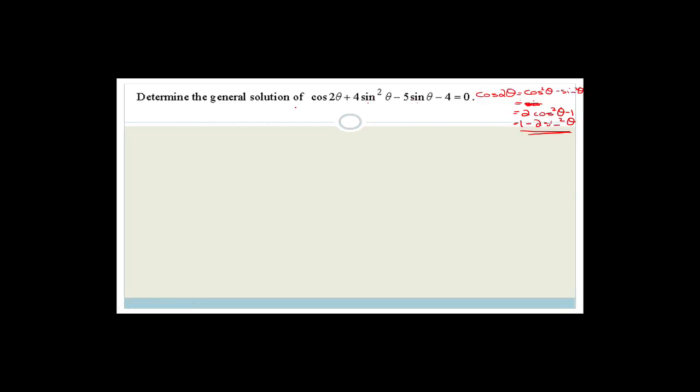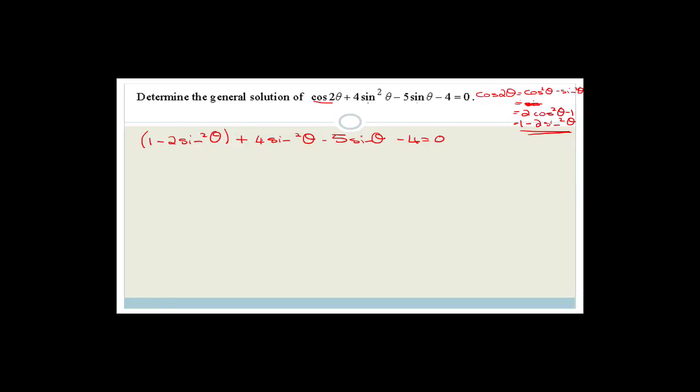Okay, so that's what we're going to do now. We're going to write this as, and we're going to put in brackets, 1 minus 2 sine squared theta. Okay, that is your cos 2 theta. Now I'm just going to bring down the rest of this. So I'm going to go plus 4 sine squared theta minus 5 sine theta minus 4 equals 0.